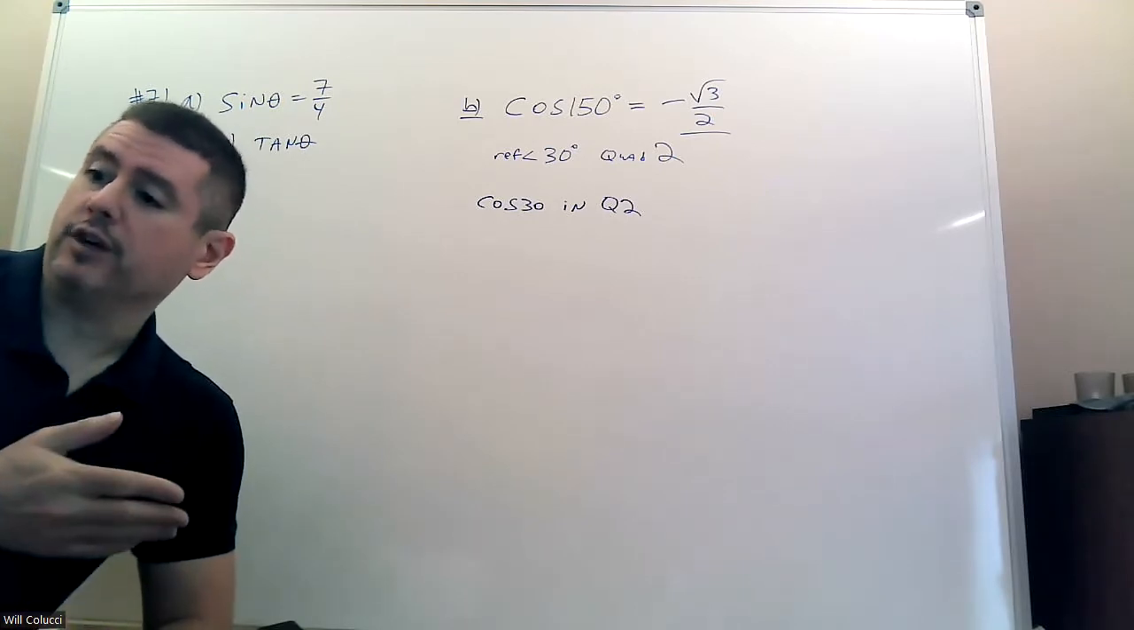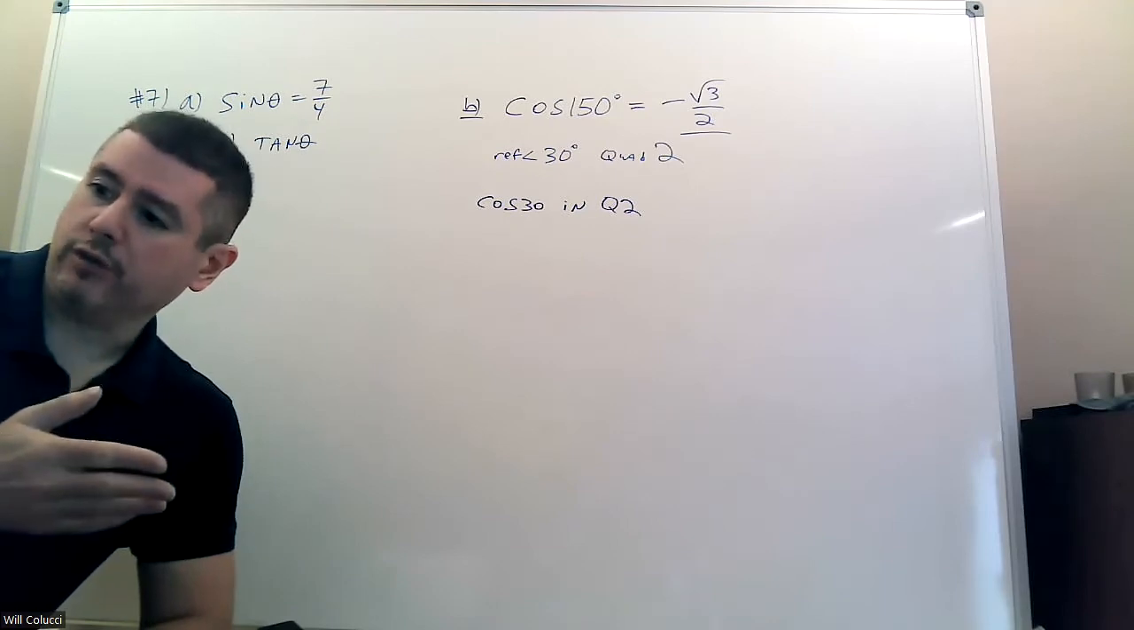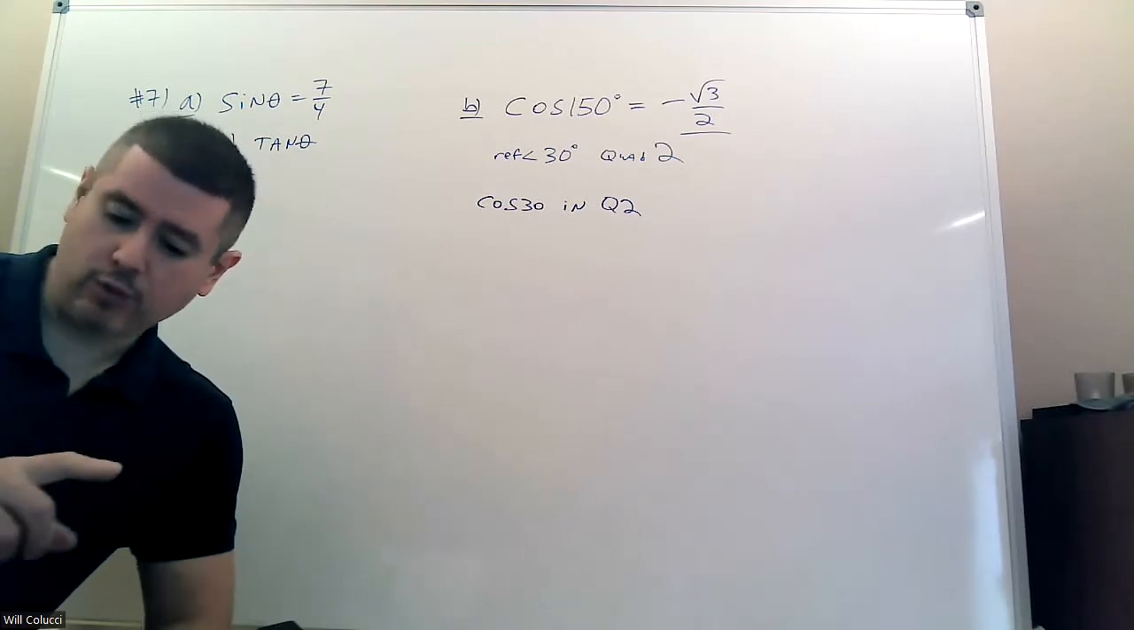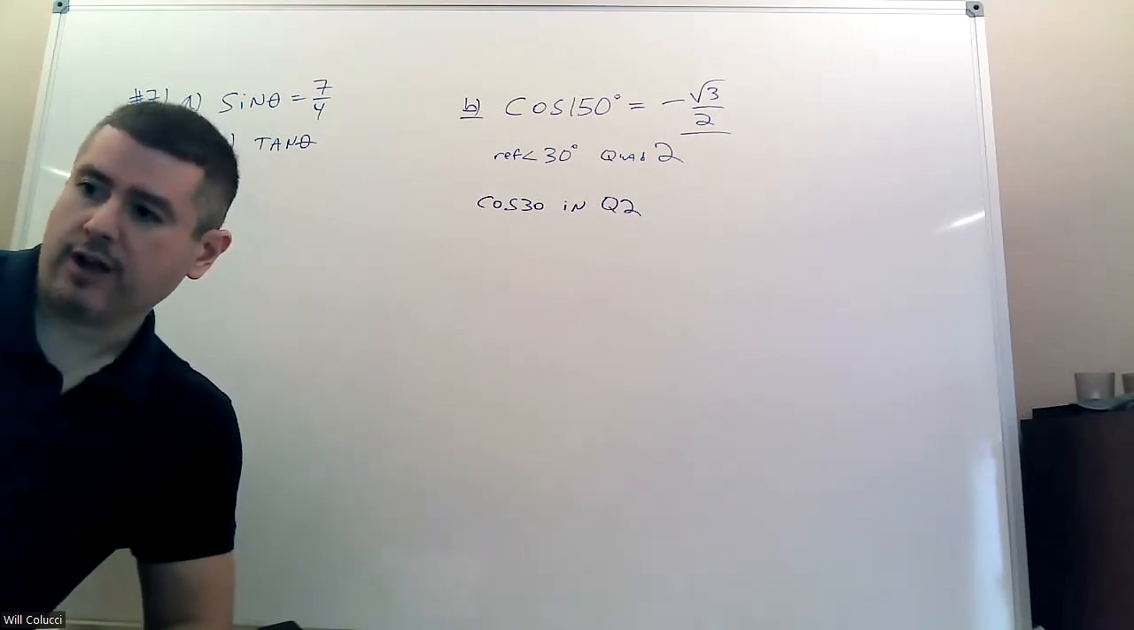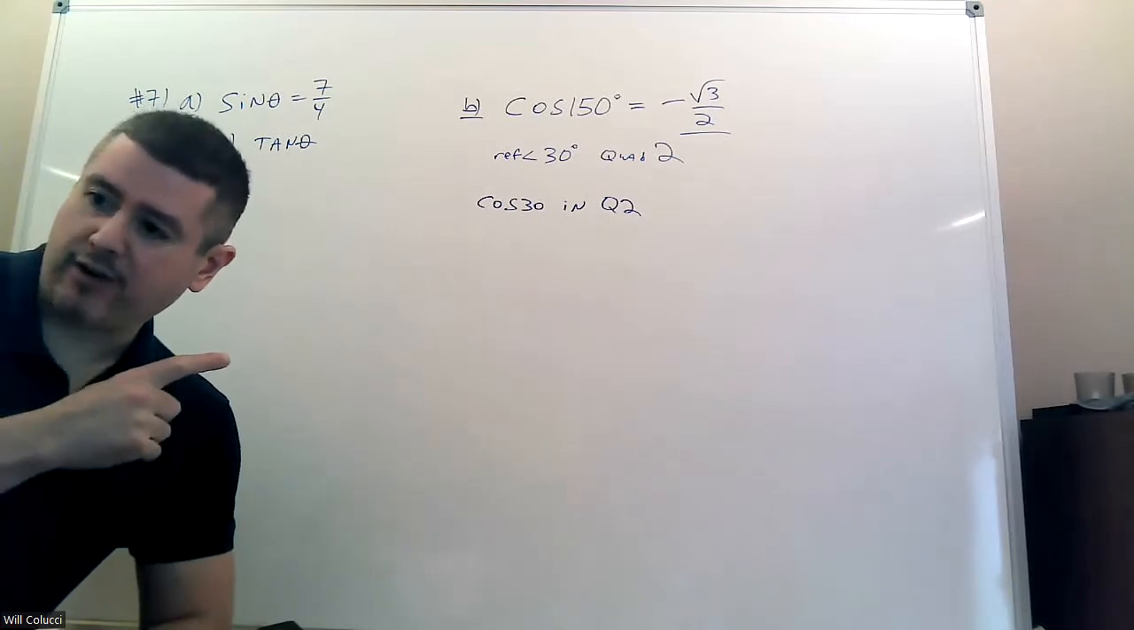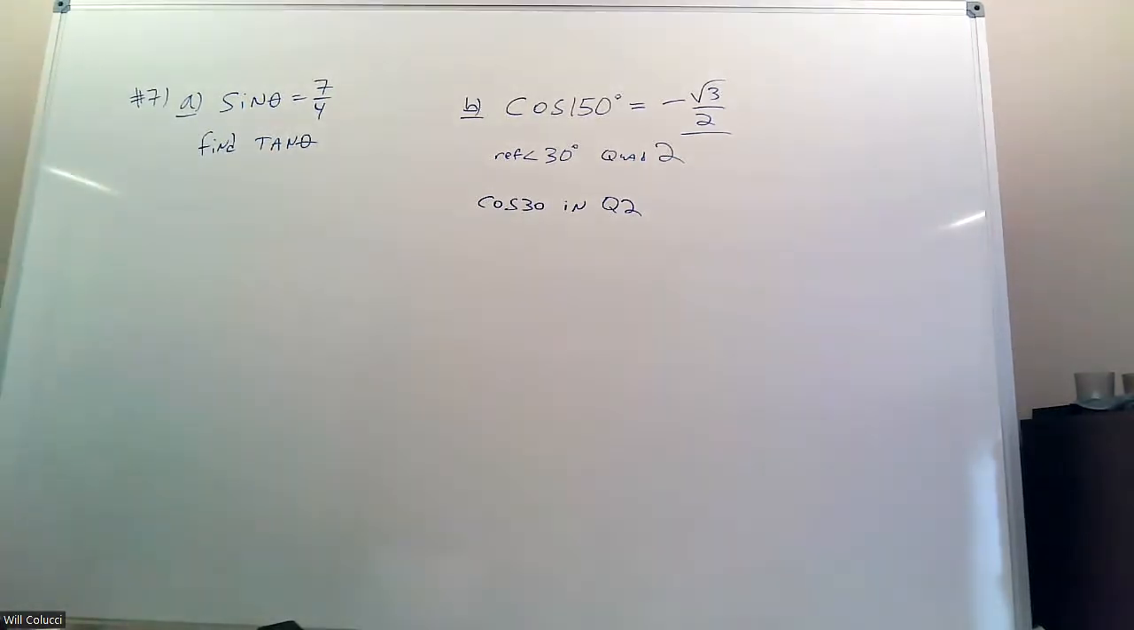You're either going to get radical 3 over 2 or radical 2 over 2, or you'll have tan there, where you get radical 3 or 1 over radical 3. Those are the only ones. You're never going to get a half here. Never, right? On the final.